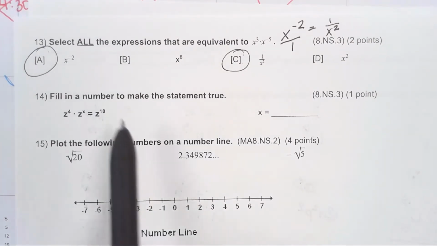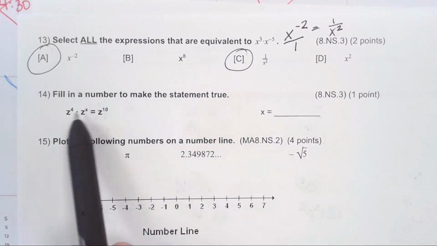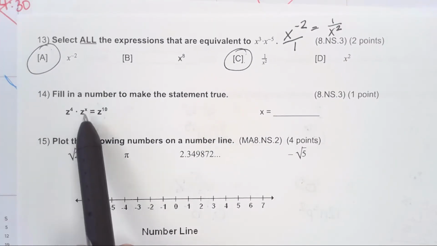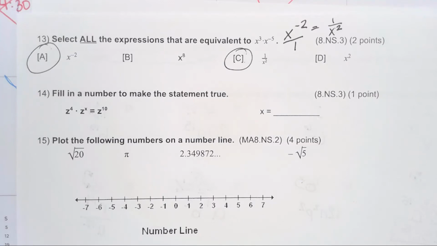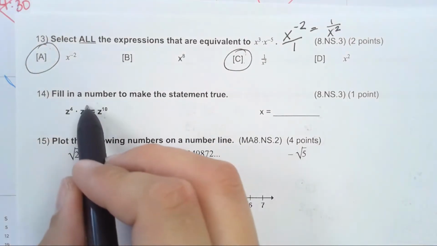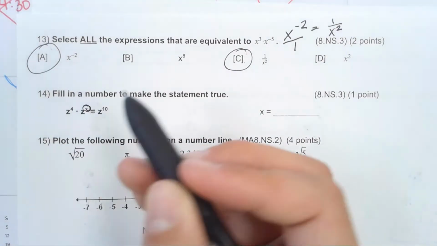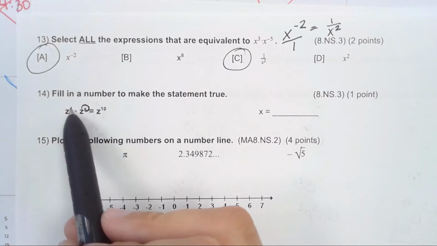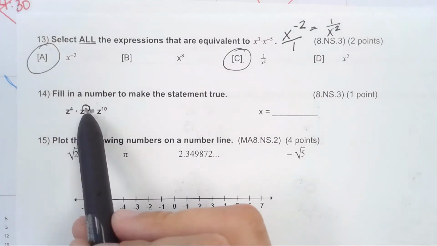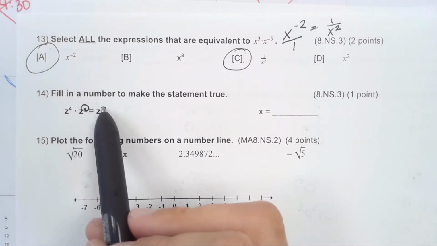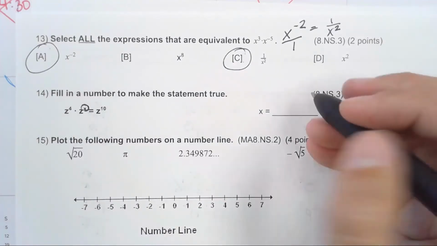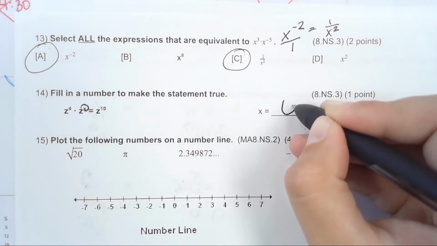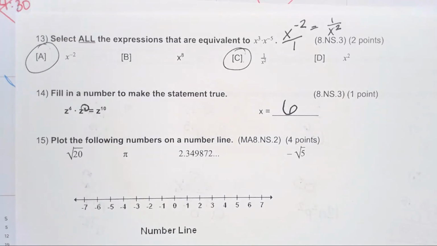All right, number 14, fill in a number to make the statement true. So we have z to the fourth times z to the x equals z to the 10th. So what they want us to do here is fill in what number will make this statement true for x. Remember, when you're multiplying bases with exponents, you are adding your exponents. So I need to figure out 4 plus what gives me 10. Well, 4 plus 6 gives me 10. So I know that x is going to be equal to 6.